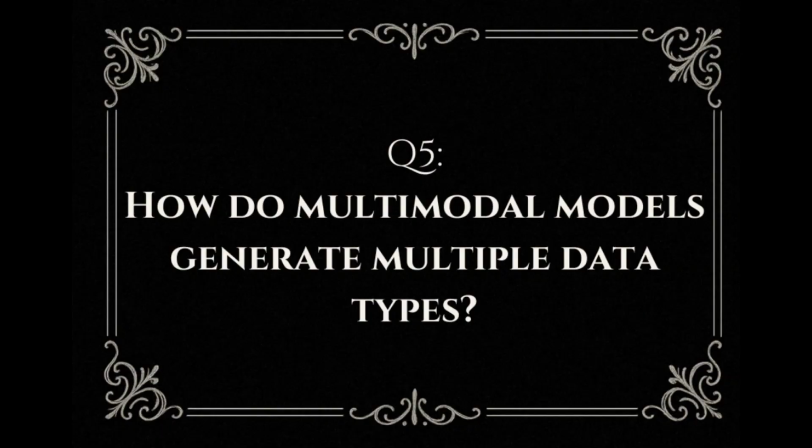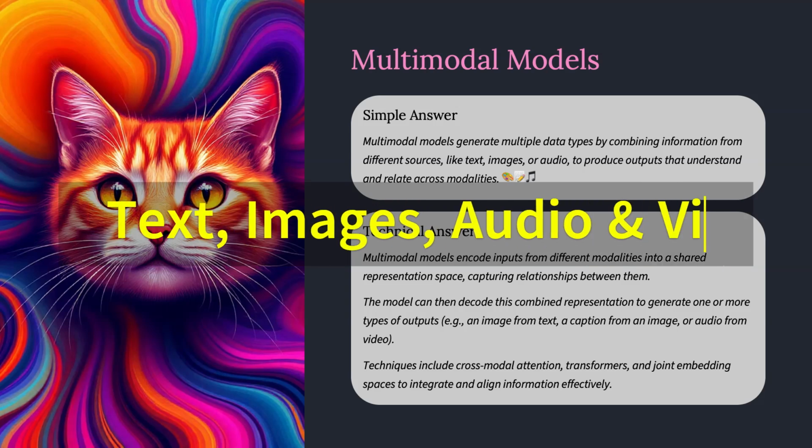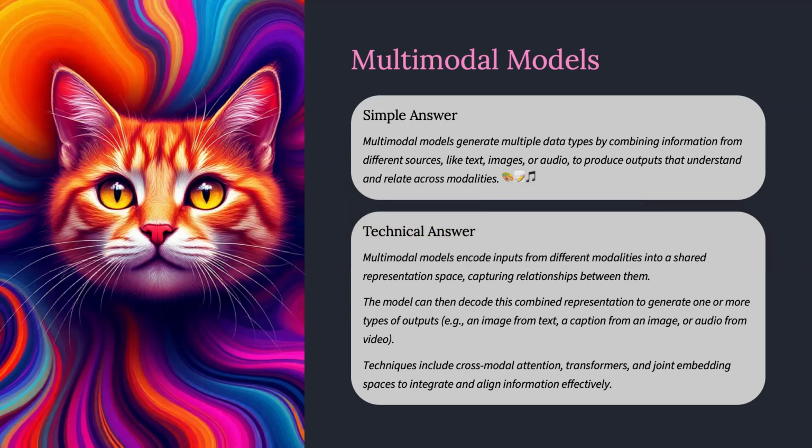How do multimodal models generate multiple data types? Multimodal models can generate different types of data because they learn how information from text, images, audio, or video connects and influences each other. In simple terms, they blend multiple inputs, so the output reflects understanding across modalities. Technically, these models encode each input into a shared representation space where relationships between modalities are aligned.